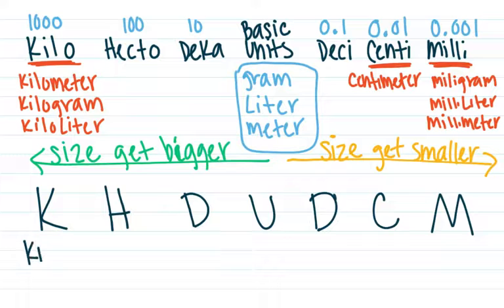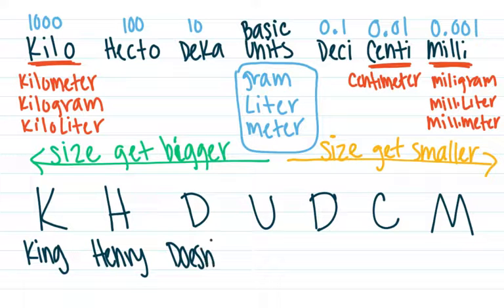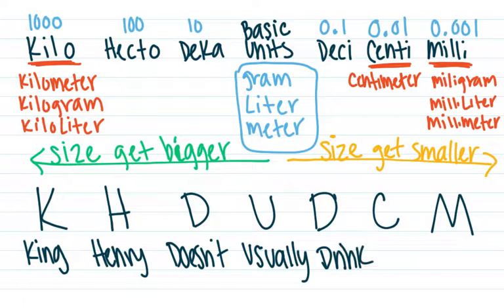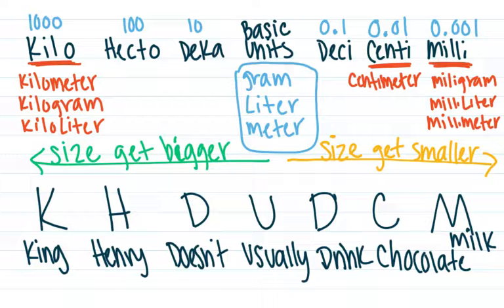So one way to remember that is King Henry doesn't usually drink chocolate. I'm running out of room here. Chocolate, and then it's milk. There we go. So if you ever forget the order of our measurement system for the metric system, it is KHDUDCM. King Henry doesn't usually drink chocolate milk.